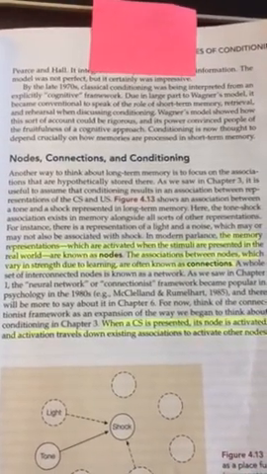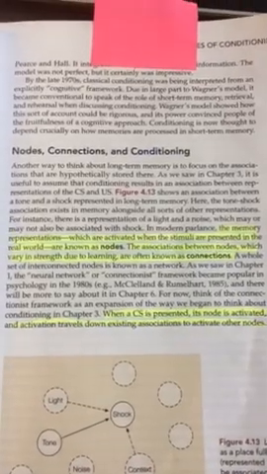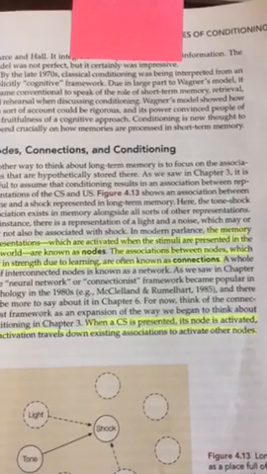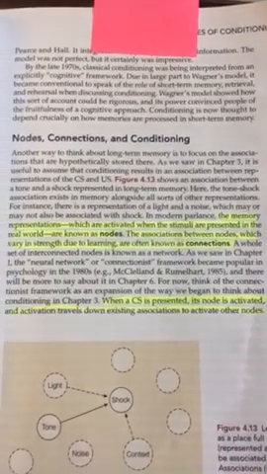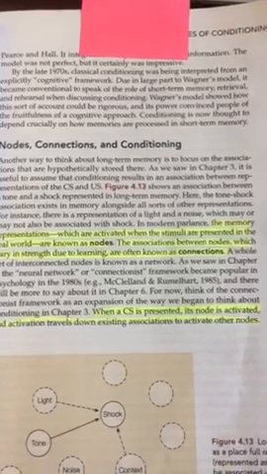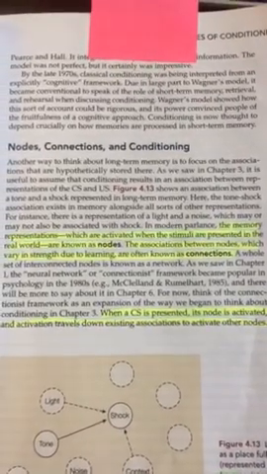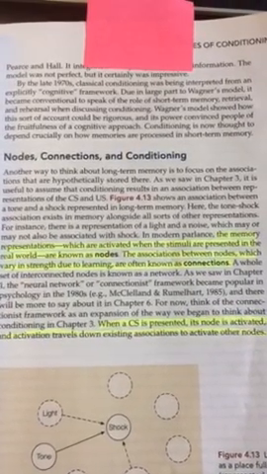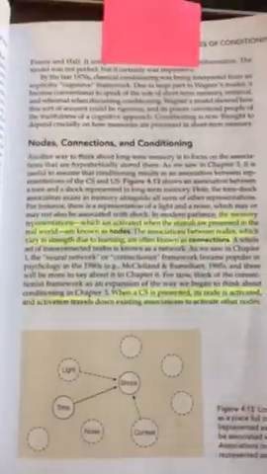For Chapter 4, Segment 4, we begin with nodes, connections, and conditioning. For starters, nodes are the memory representations which are activated when the stimuli are presented in the real world. Going off nodes, the connections are the associations between the nodes, which vary in strength due to learning. In order for a node to be activated, a CS has to be present. So when a CS is present, activation then travels down existing associations to activate other nodes.